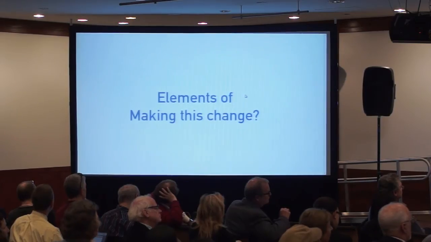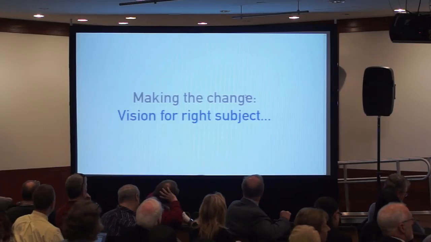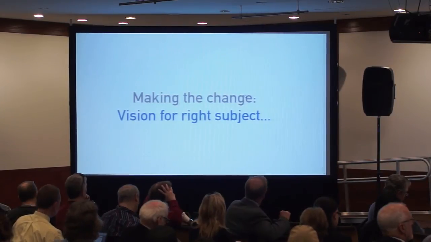So in a sense, that's an outline of the vision and how we might go about thinking about this reform. Let's talk about the elements of making this change and what we see as key in those elements. Again, this is very much open to discussion during this conference, and I hope you'll contribute more of these elements. One which is clear is making clear what the vision is for the right subject. I think there is a lot of confusion, and we have often failed to do that well.